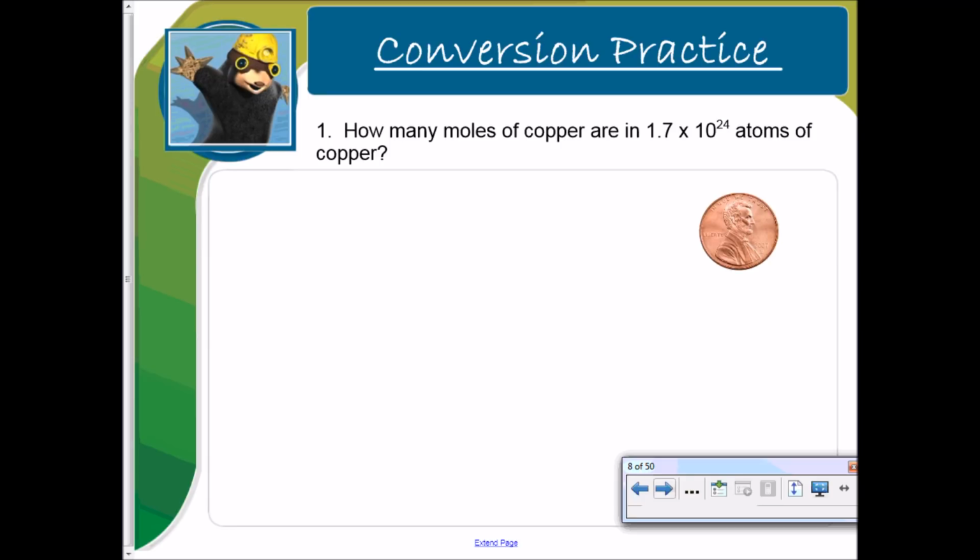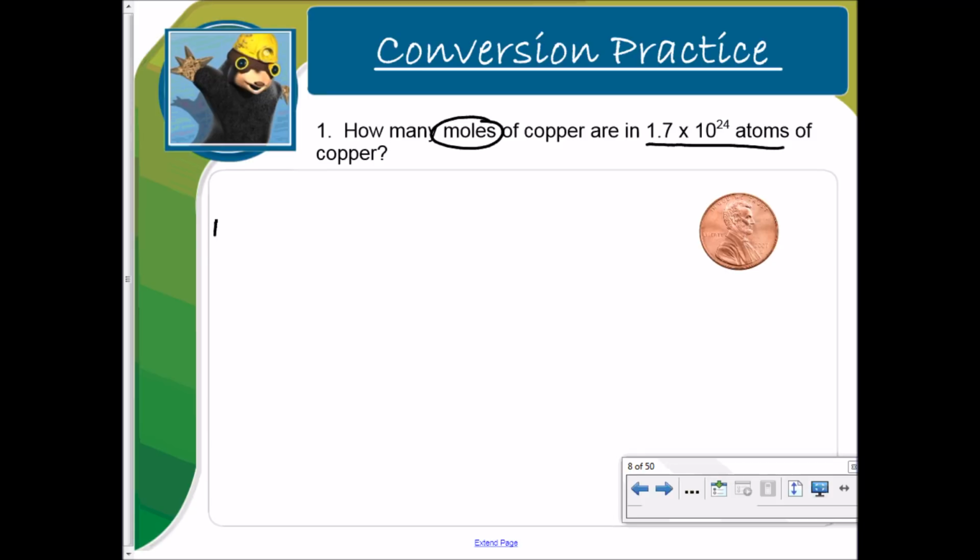So like I said, you should have your periodic table, you should have a sheet of paper, and you should have a calculator. And guess what? We get to go back and use our dimensional analysis skills that we learned at the beginning of the school year. So this is how many moles of copper are in 1.7 times 10 to the 24th atoms of copper.